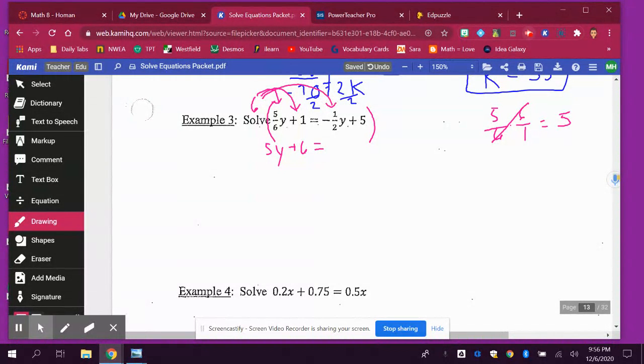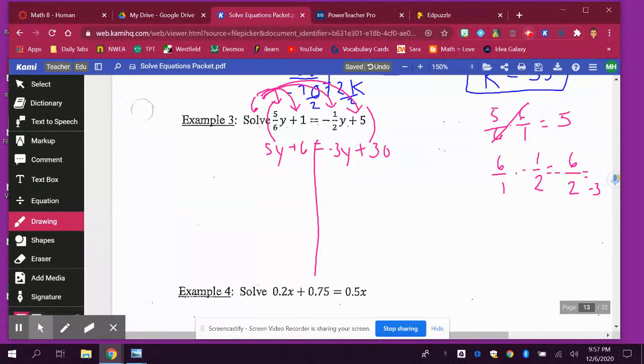6 times negative 1 half. So I have 6 times 1 is 6, 1 times 2 is 2, and it's negative. Positive times a negative is a negative. 6 divided by 2 is 3, so I have negative 3y. And 6 times 5 is 30.